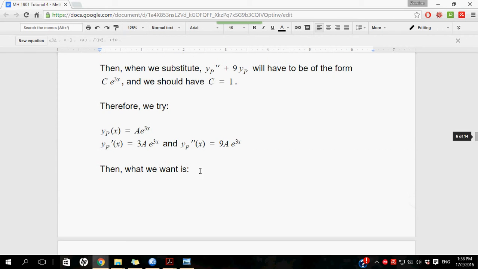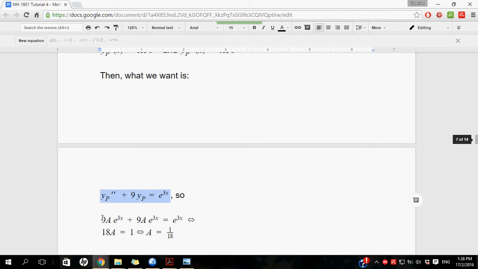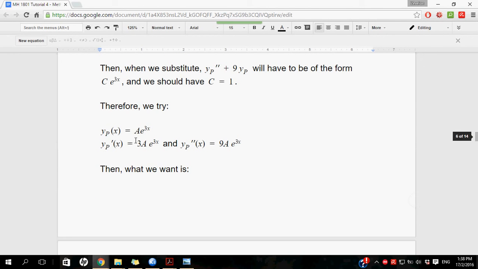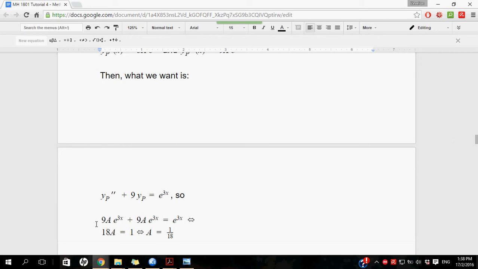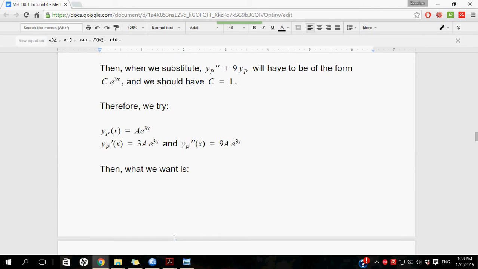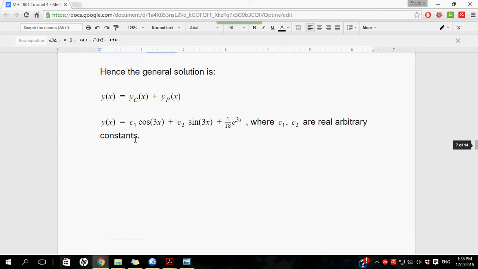Yp double prime is 9a e to the 3x, and yp is a times e to the 3x. So substituting will give us on the left hand side 18a e to the 3x, and by comparing coefficients we see that 18a must be equal to 1, and therefore a equals 1 over 18. So we have found the value of a, and therefore we can write out the general solution.